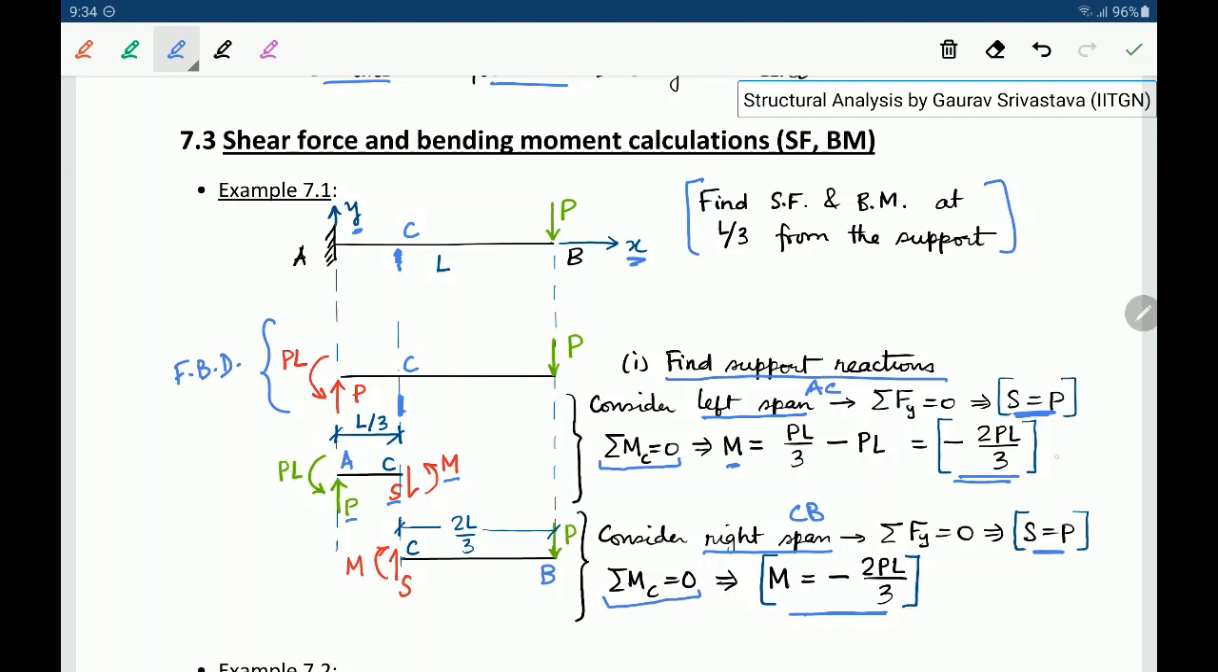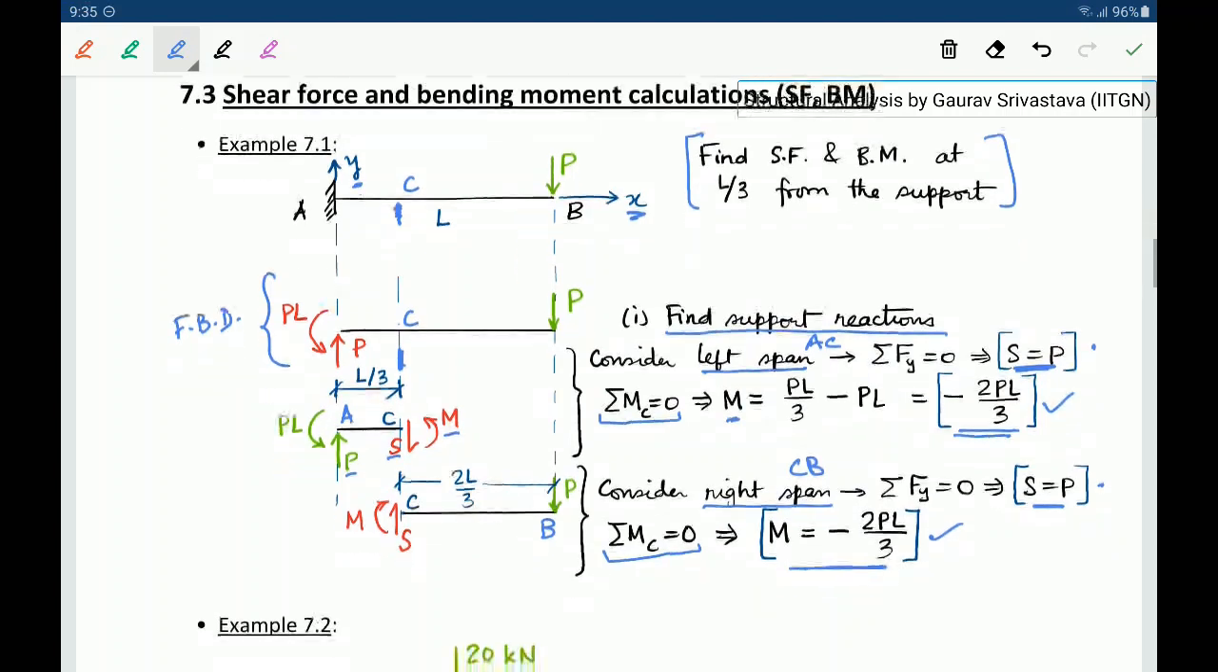So it is no surprise that the moments and the shear from both sides will come out to be the same, because these are in general continuous in nature. Unless there is an applied load, the shear force will remain continuous, or if there is an applied concentrated moment, the bending moment will be continuous. So from both sides we should be able to reach the same result.